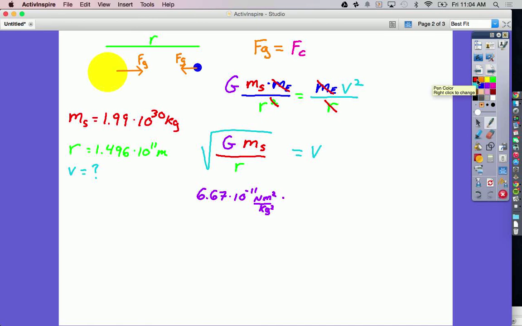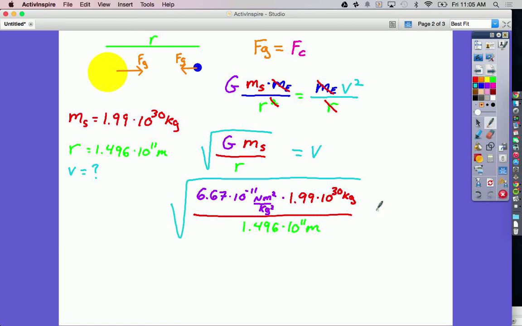The mass of the Sun, 1.99 times 10 to the 30th kilograms. And all that is divided by the distance between them, which is 1.496 times 10 to the 11th meters. And don't forget to do your square root. And when you plug all that in, you'll get v. And the correct answer should be, we are moving at 29,787 meters per second. So we are moving pretty quick around the Sun.